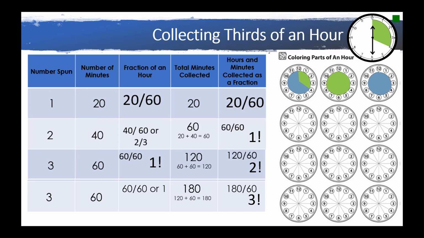And to write 180 as a fraction of an hour, we would need to write 180 over 60, or 180/60ths. Now the number on the top, our 180, our numerator for our fraction, is representing the number of minutes that we've collected, and the 60 on the bottom of our fraction, the denominator, is representing how many minutes are in a whole hour. Now 180 over 60 is equivalent to 3 whole hours. So we collected this time 3 hours.